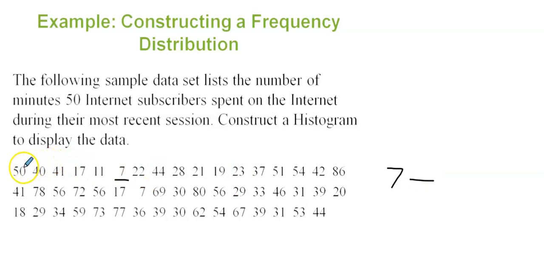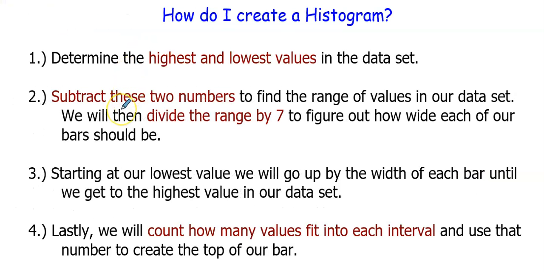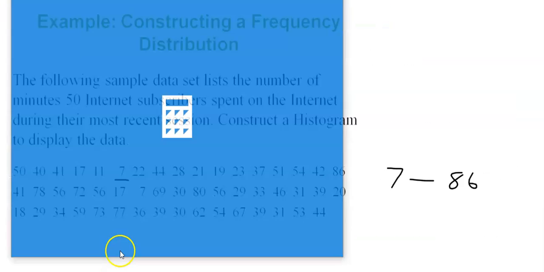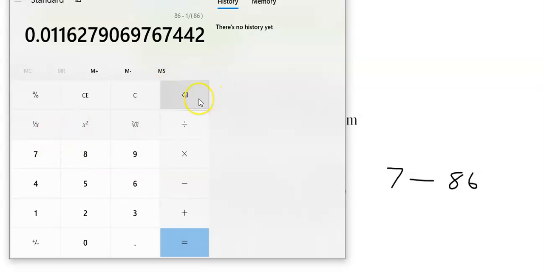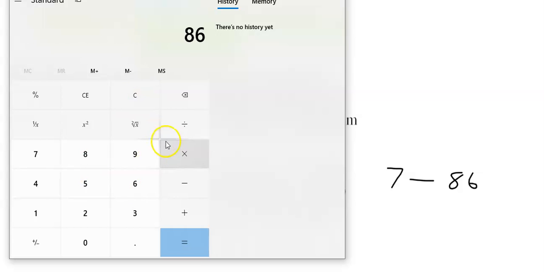And we've got to find our highest number. Let's see, 50, 54 so far. Oh, 86. 86 seems to be the winner so far. Anything bigger than 86? That is it. 86. Okay? So that's our range. So remember, subtract the two and then divide. Okay? So 86 minus 7. Whoops. 86 minus 7 is 79. We're going to divide by 7.